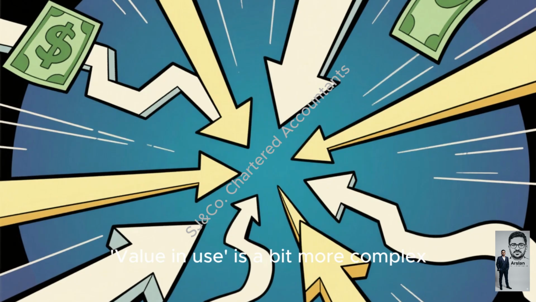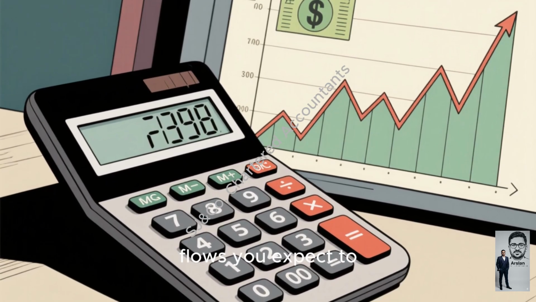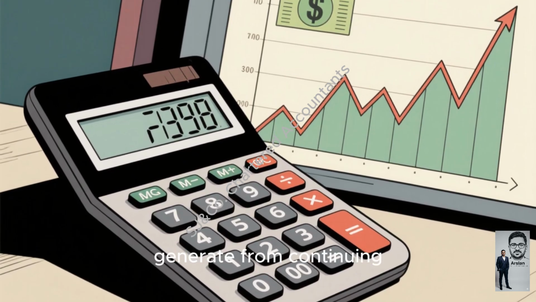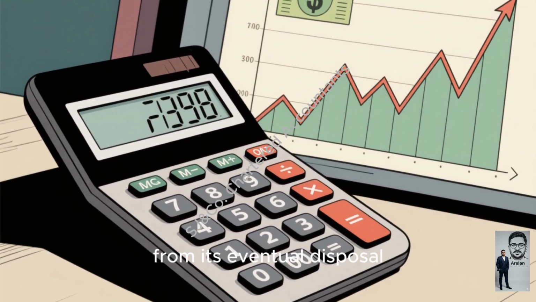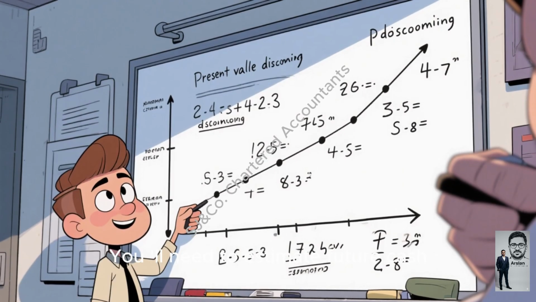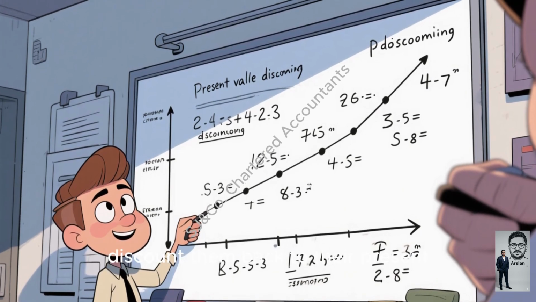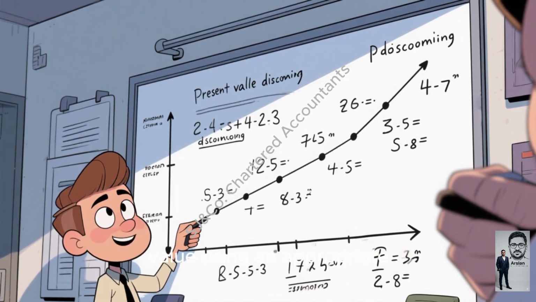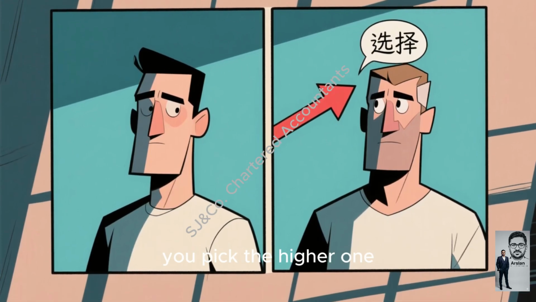Value in use is a bit more complex. It's the present value of the future cash flows you expect to generate from continuing to use the asset, including the cash flow from its eventual disposal. You'll need to estimate future cash inflows and outflows, and then discount them back to their present value using an appropriate discount rate. Once you have both figures, you pick the higher one.